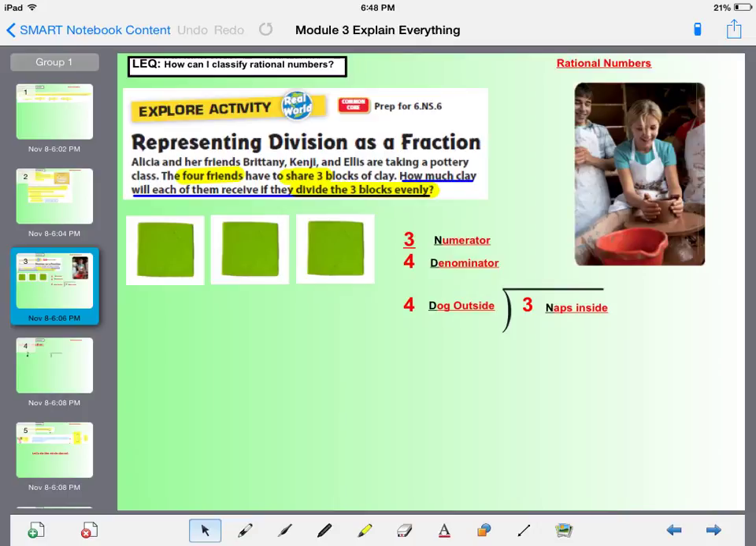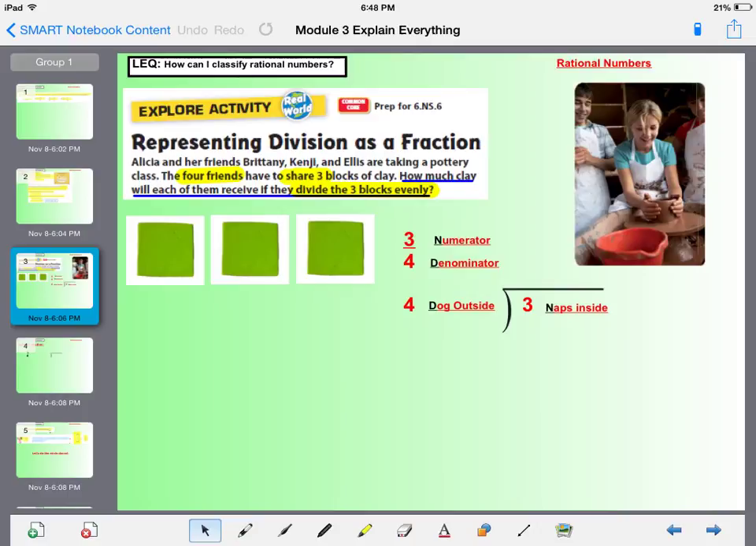A couple things going on here. First, we want to make sure that we can identify key information. What's important is that there are 4 friends. Also important is that they have to share 3 blocks of clay. And lastly, we want to be able to determine how we solve this problem. The question is asking how much clay will each of the friends receive if they divide the 3 blocks evenly.